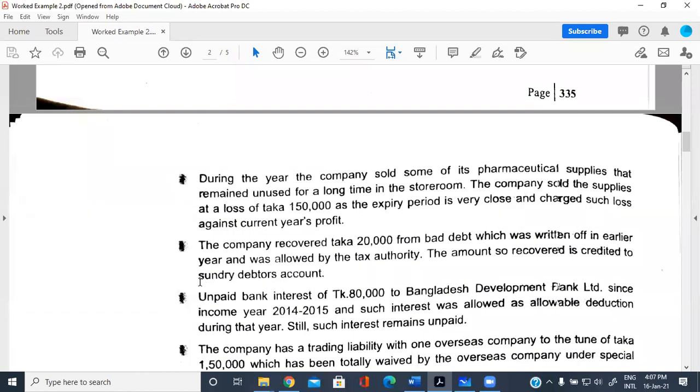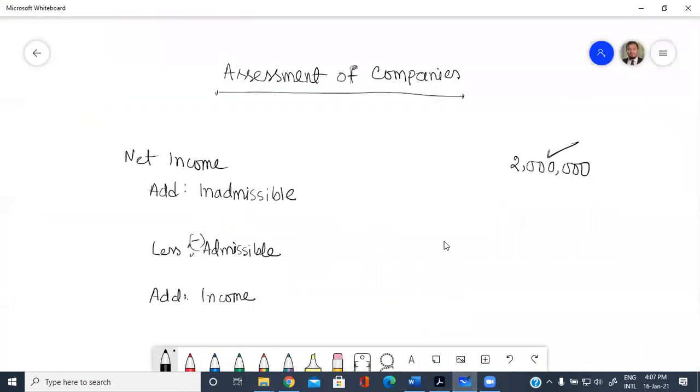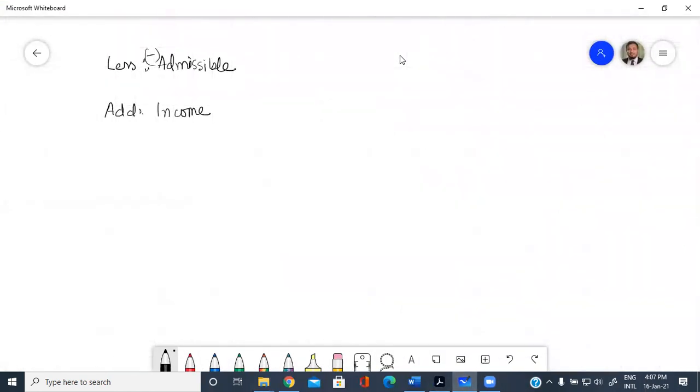Can you recall from your earlier learning what I should say? Sir, here it is mentioned that it was written off in an earlier year. Okay, that means you are still continuing some accounts receivable and continuously writing off some bad debt. What we used to do, if bad debt is recovered, we subtract it here.